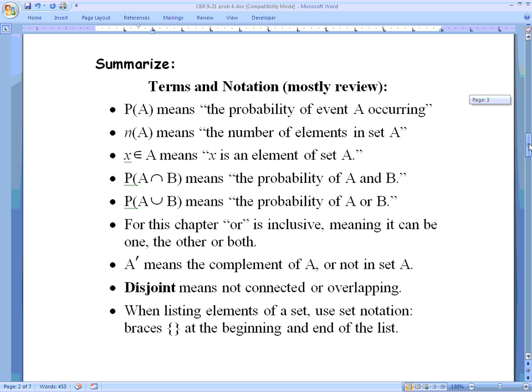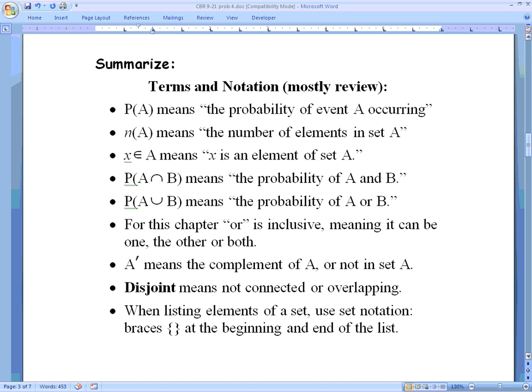To start with, I've got a list of terms and notation, some of which we've already seen, some of which you may have seen in other classes, and others maybe you haven't seen. This is just going to help clarify our language moving forward throughout the rest of this unit.